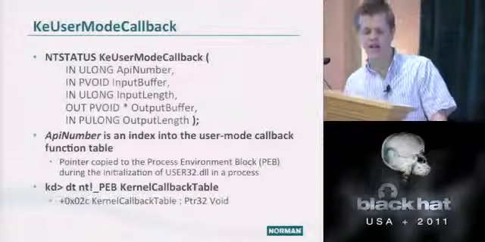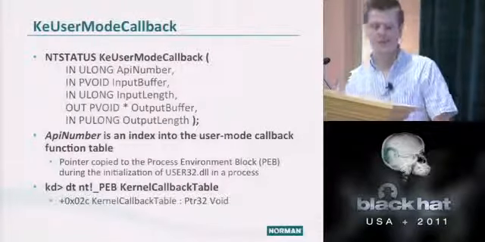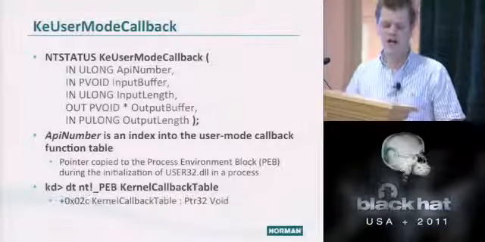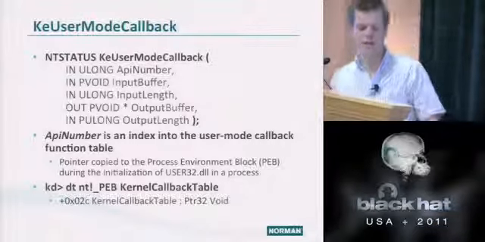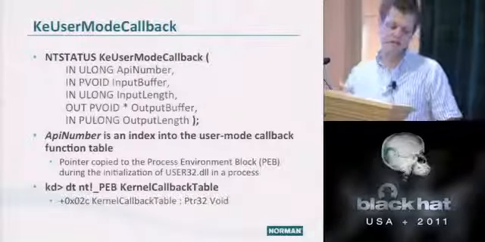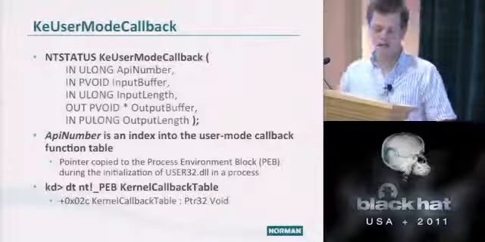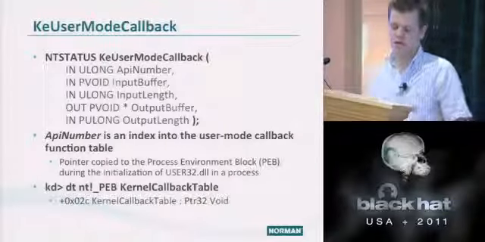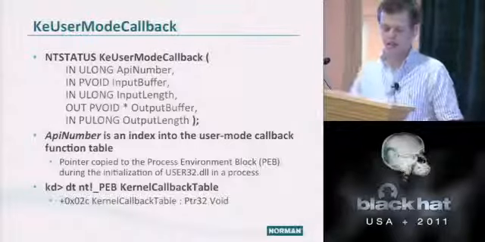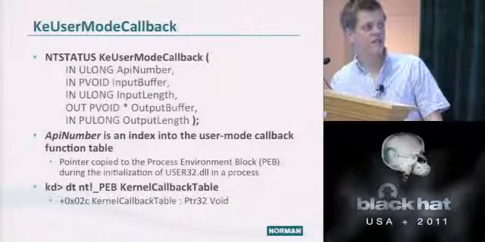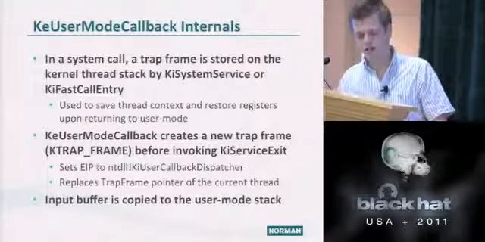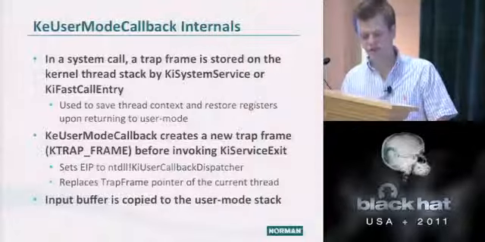The prototype for this function looks like this. Win32k calls this function and provides an API number that is the index into the callback table in user mode. When it makes the transition back to user mode, it looks up the pointer to this table, and that table is stored in user32.dll. This may not make much sense, but maybe this slide or the next slide will be better to look at. I'll just go through this first.